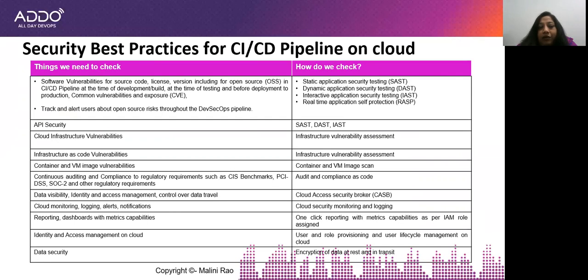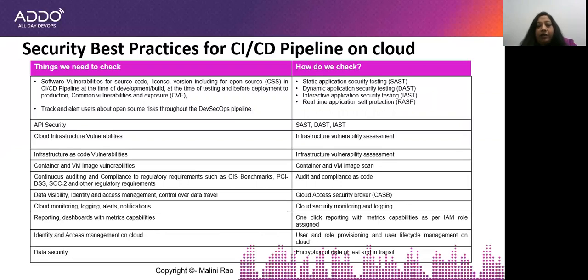Then you have to test your cloud infrastructure vulnerabilities, which you do by performing infrastructure vulnerability assessments. Similarly, infrastructure as code vulnerabilities need to be identified by doing assessments. Then, coming to containers and virtual machine images, those also need to be scanned. I have seen many organizations that just don't do Docker container or VM image scans, and they just keep using them as they are. That's not acceptable, because that's where a lot of breaches happen on the cloud.